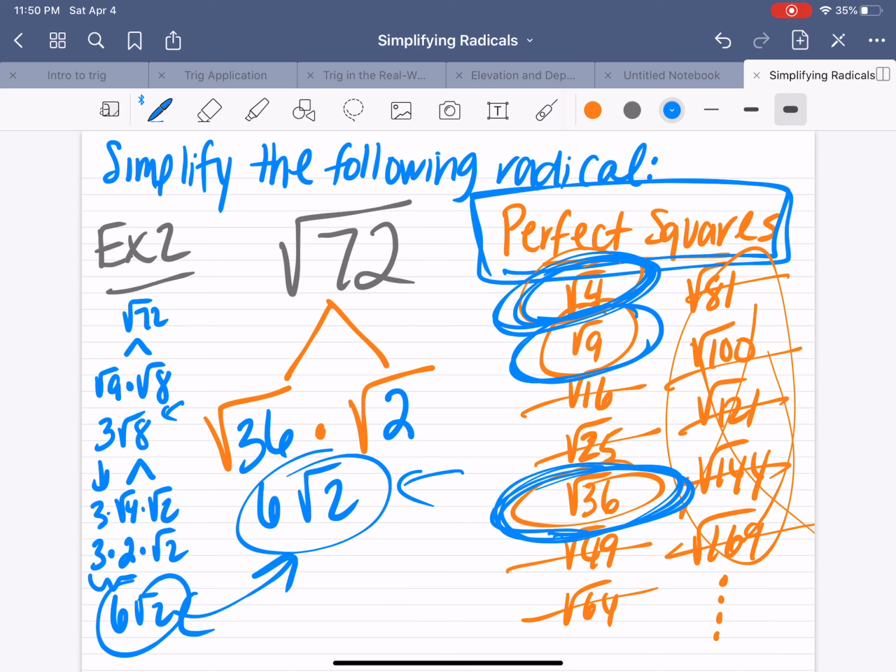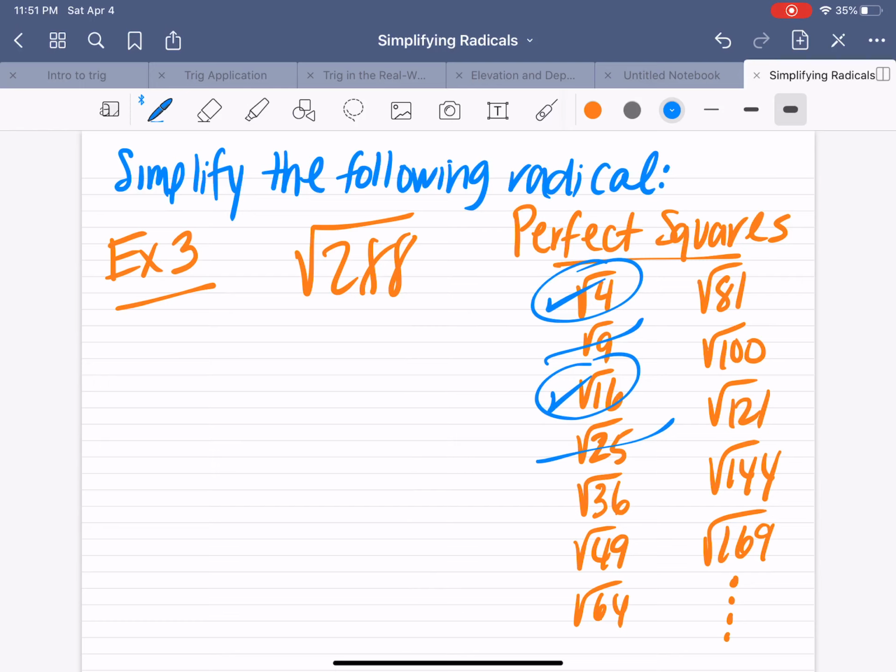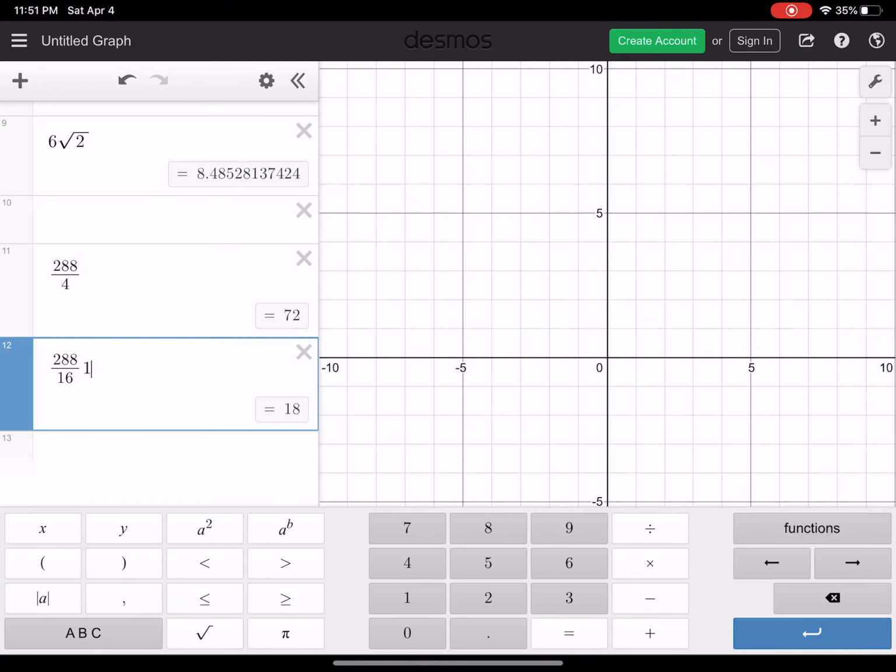Square root of 9. I don't think so. 16 might. 288 divided by 16. Yes, it does. 16 is good. Square root of 25. No. 36 might. Let me see. 288 divided by 36 is 8. So it's a yes. Square root of 45. No. Square root of 64. Maybe. 288 divided by 64 is a no.